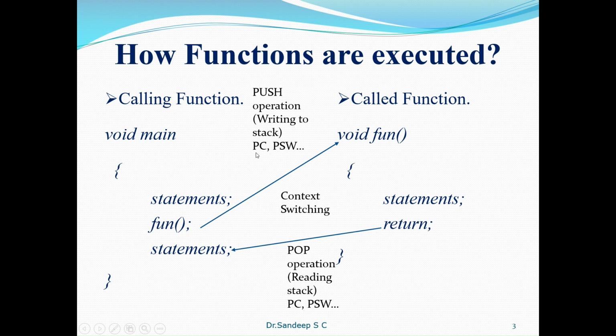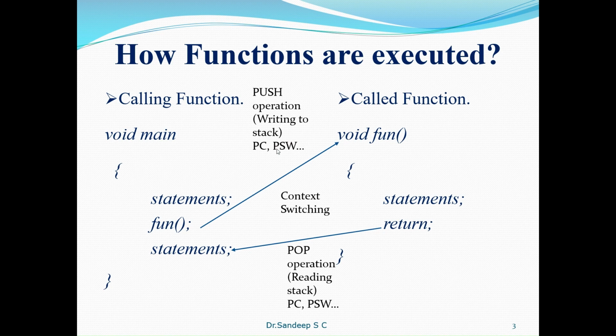PC is nothing but the program counter. This register, the program counter, will have the address of the next instruction to be executed. So while coming back, it will come back to this address pointed to by the program counter, so that it knows where to come back. So always the PC stores the next instruction to be executed. Just before going to the called function, the system saves this program counter in the stack memory. Along with that, it also stores the PSW, that is, the program status word.